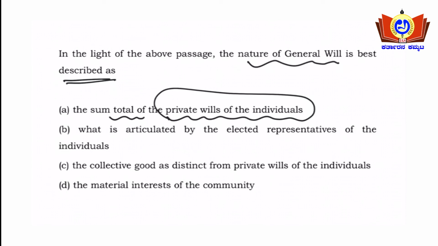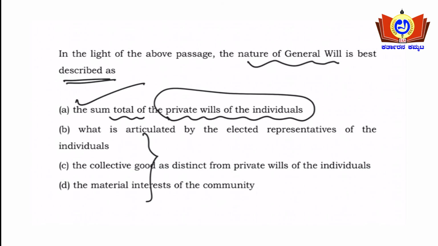So in the light of the above passage, the nature of general will is best described as the sum total of private wills of the individual. This is the most probable answer here, but we will also be checking the other three options as well, because in the passage there will be two or three times when they are making the passage tougher, two options will be there which seem right. So the more right option we need to pick. While dealing with the passage, the more wrong option we need to eliminate. Then only we'll arrive at the more right option.